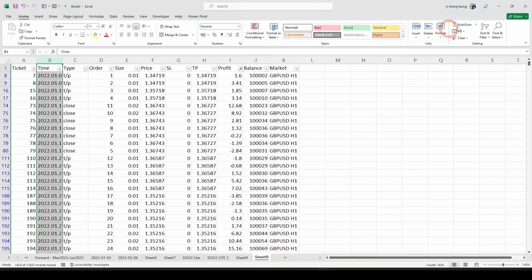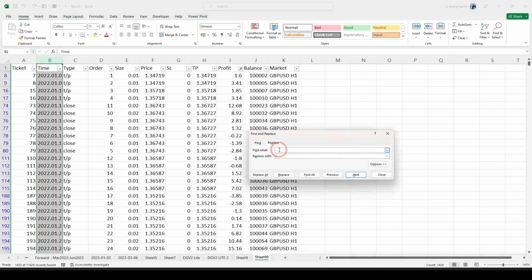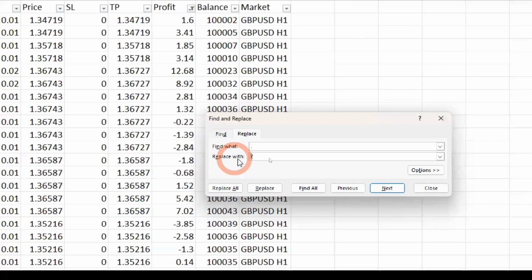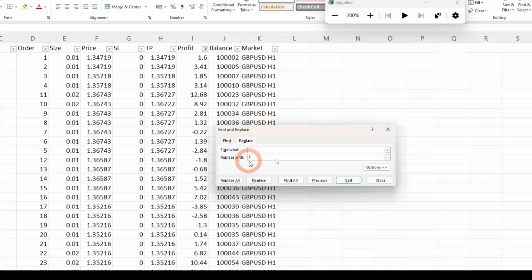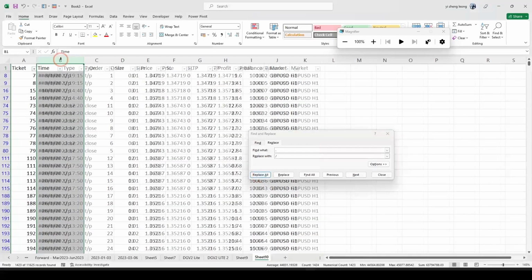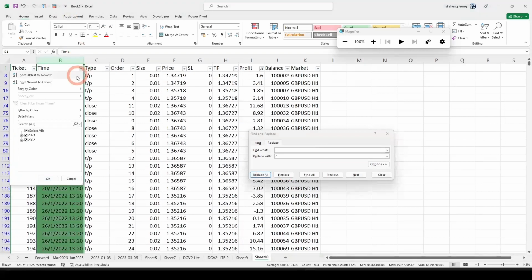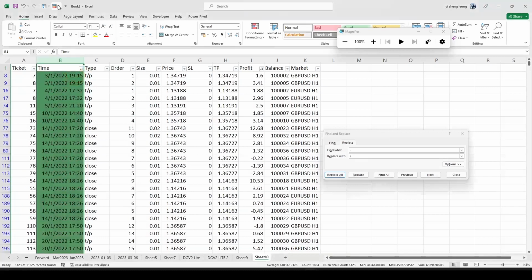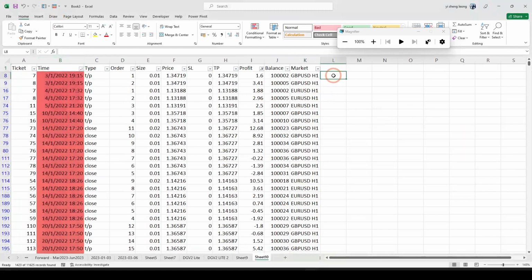Then over here, I also adjust the formatting a bit. Find a full stop, replace with a backslash. So just replace everything so that this will become a date format. On a date format, you sort it according to, sorry, should be oldest to newest. And then you can start to sum up all the profit.